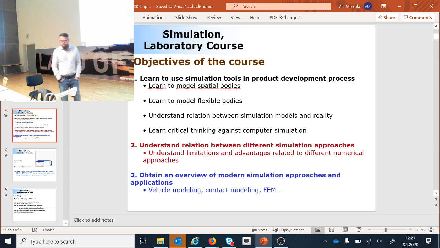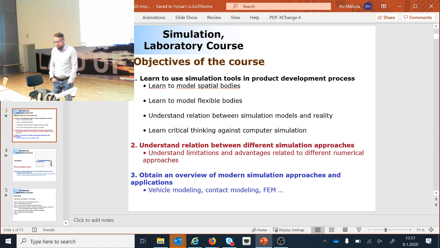So, what is the objective of this course? Why does it make sense to participate in this course? These objectives are categorized into three different categories. The first one is clearly related to technical matters, and it says that you will learn to use simulation tools in a product development process. That's what you will learn. And we're going to learn a little bit about project work as well. So not just how to accomplish the work, but looking at the big picture too. We'll get back to that a little later once all these theoretical aspects are covered.